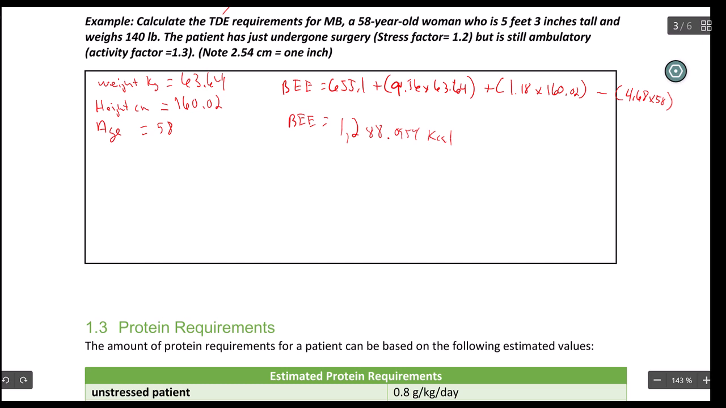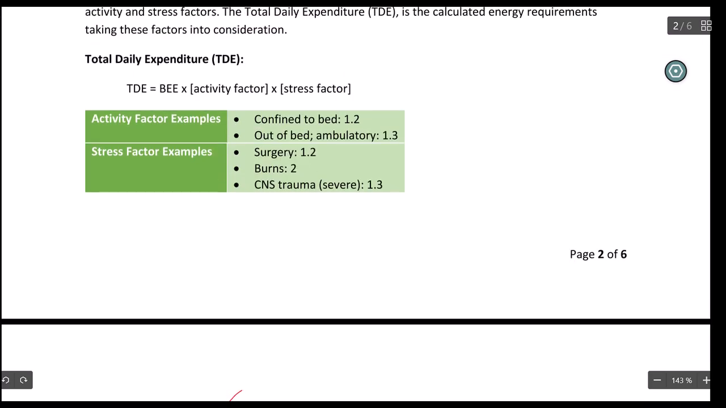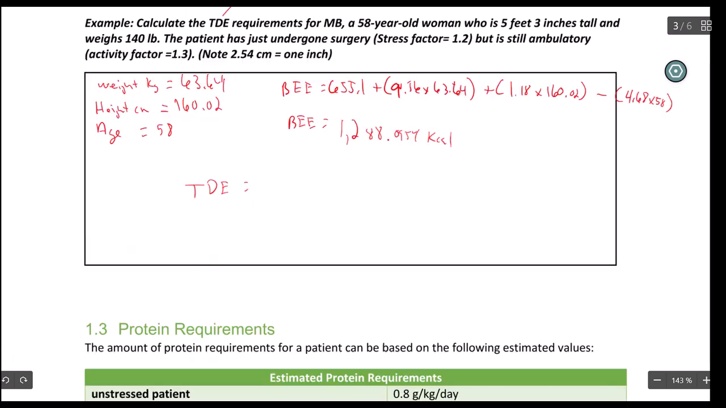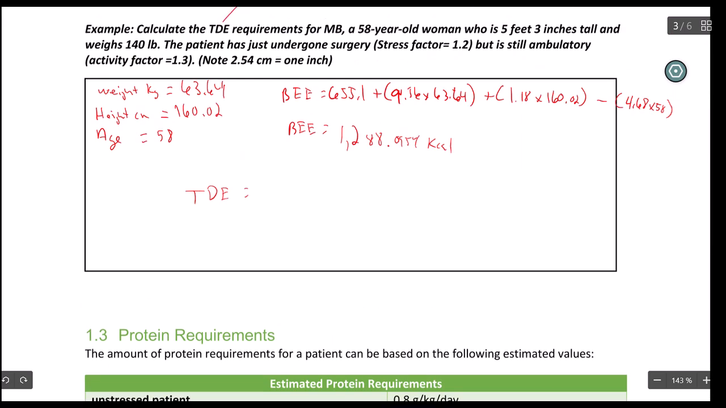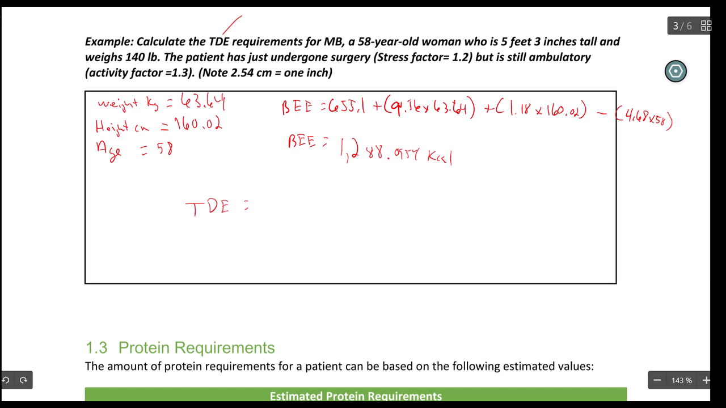Now we can add on top of that to get the total daily energy requirement. Total daily, in the equation, we are going to take the BEE and multiply it by those two other conversion factors. So we've got 1,288.0954 kilocalories. We're going to multiply that by 1.2, which is the factor for stress, and multiply that by the activity level of 1.3. It's going to give us about 2,009. Oops, sorry. Put some zeros there.